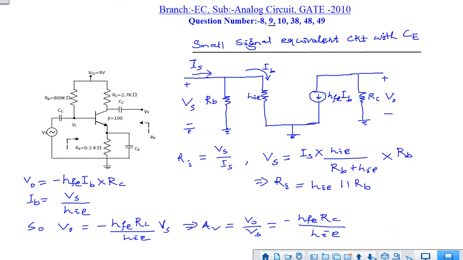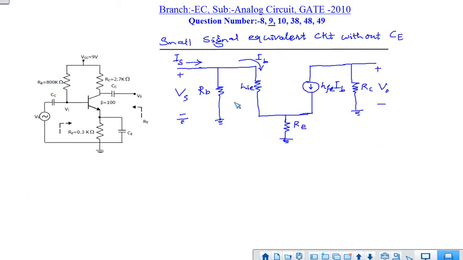Now let's come to the case when the CE is not present, that is, the CE is disconnected. In that case, the emitter resistance will come into play, so this RE will be connected across here. Now we will find the input impedance and the voltage gain. Starting with the voltage gain, V0 will remain the same, that is minus hfe IB, the current flowing through this RC in the upward direction. So V0 is minus hfe IB into RC. Now we will find IB in terms of Vs.